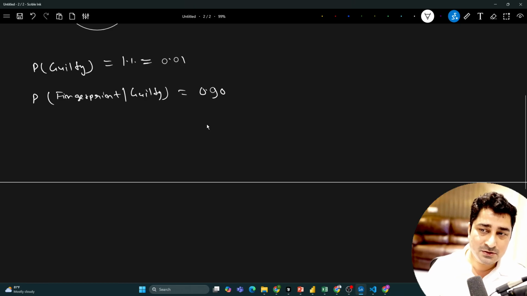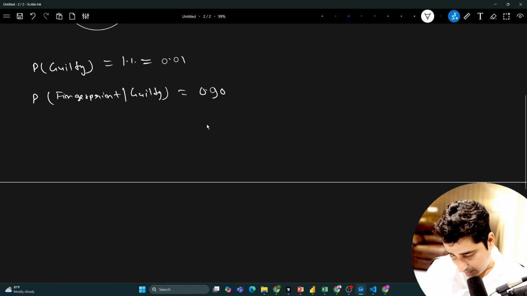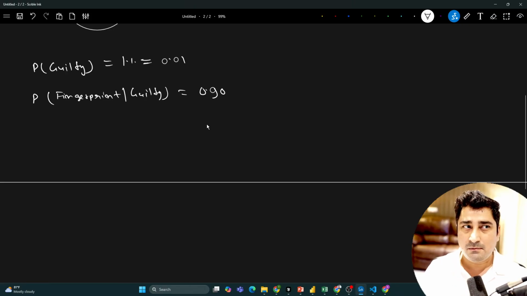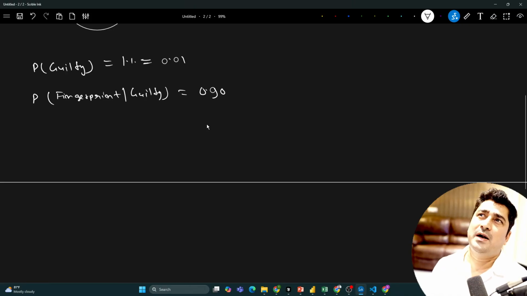So there is a 90% chance that when I'm able to find some evidence, then a person is guilty. How am I able to find that out? Maybe from my historical record: I have investigated this many persons, and on average, when I'm able to find the evidence, then the person is guilty. So from my historical record, maybe I'm able to get this particular number.